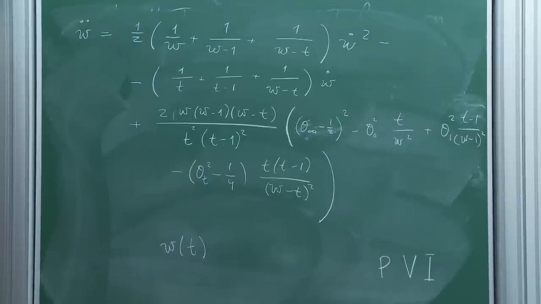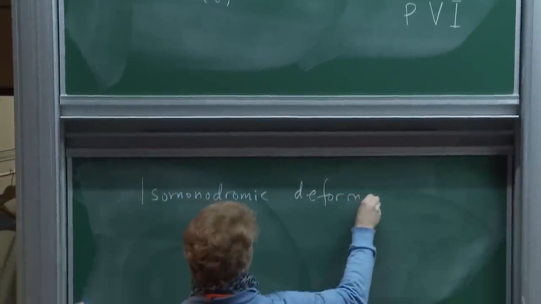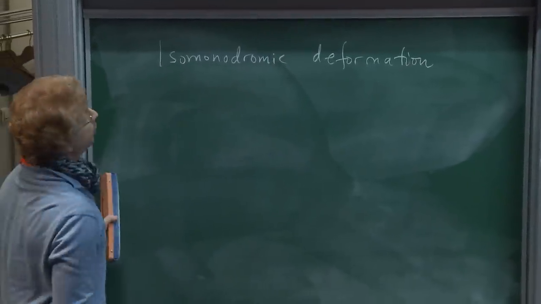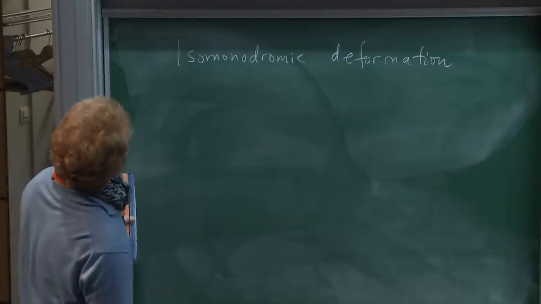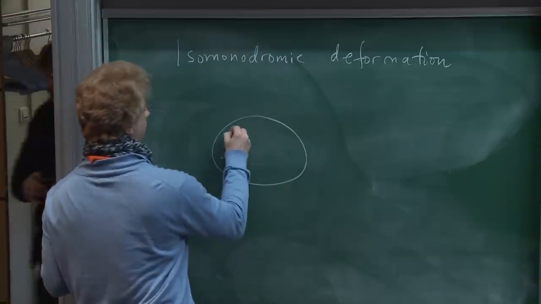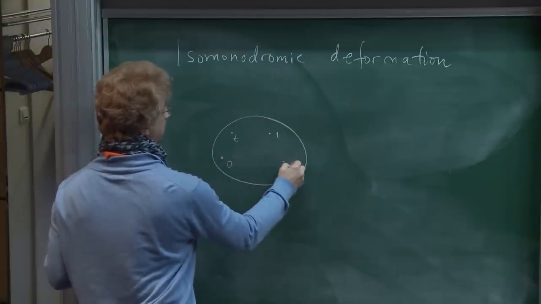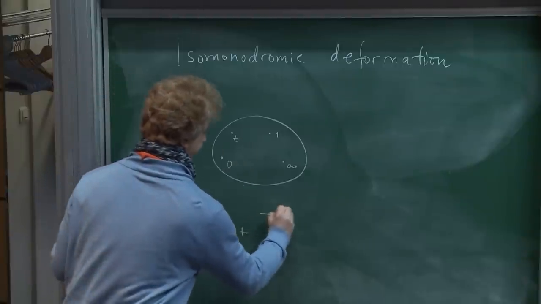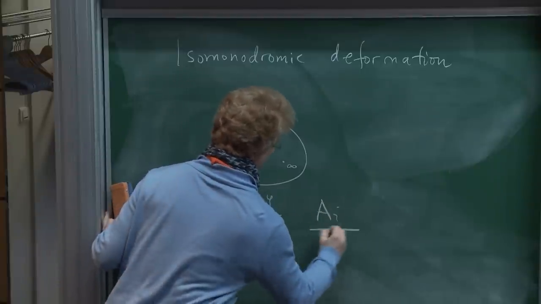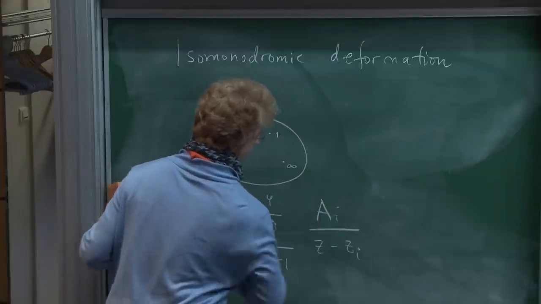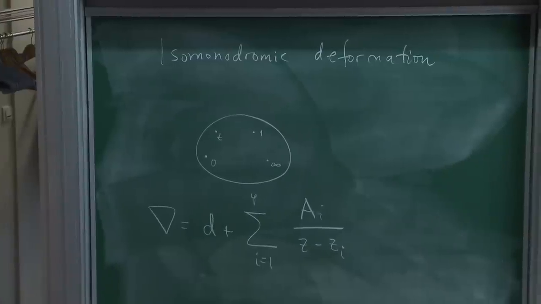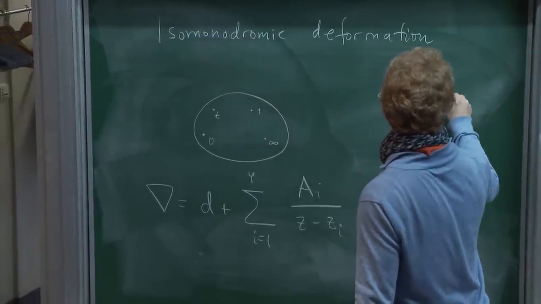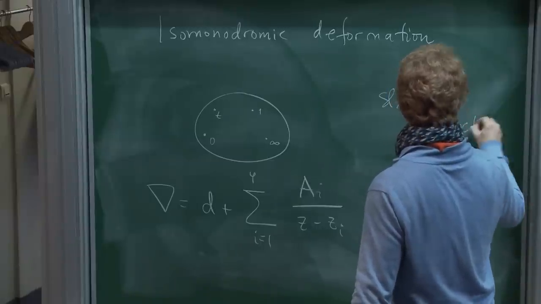And what this equation describes, actually, in the hidden form, it describes the so-called isomonodromic deformation of a meromorphic connection on a sphere with four punctures. 0, t, 1, and infinity. So it's a connection of the form where A_i are 2 by 2. So this is an SL2 flat connection.